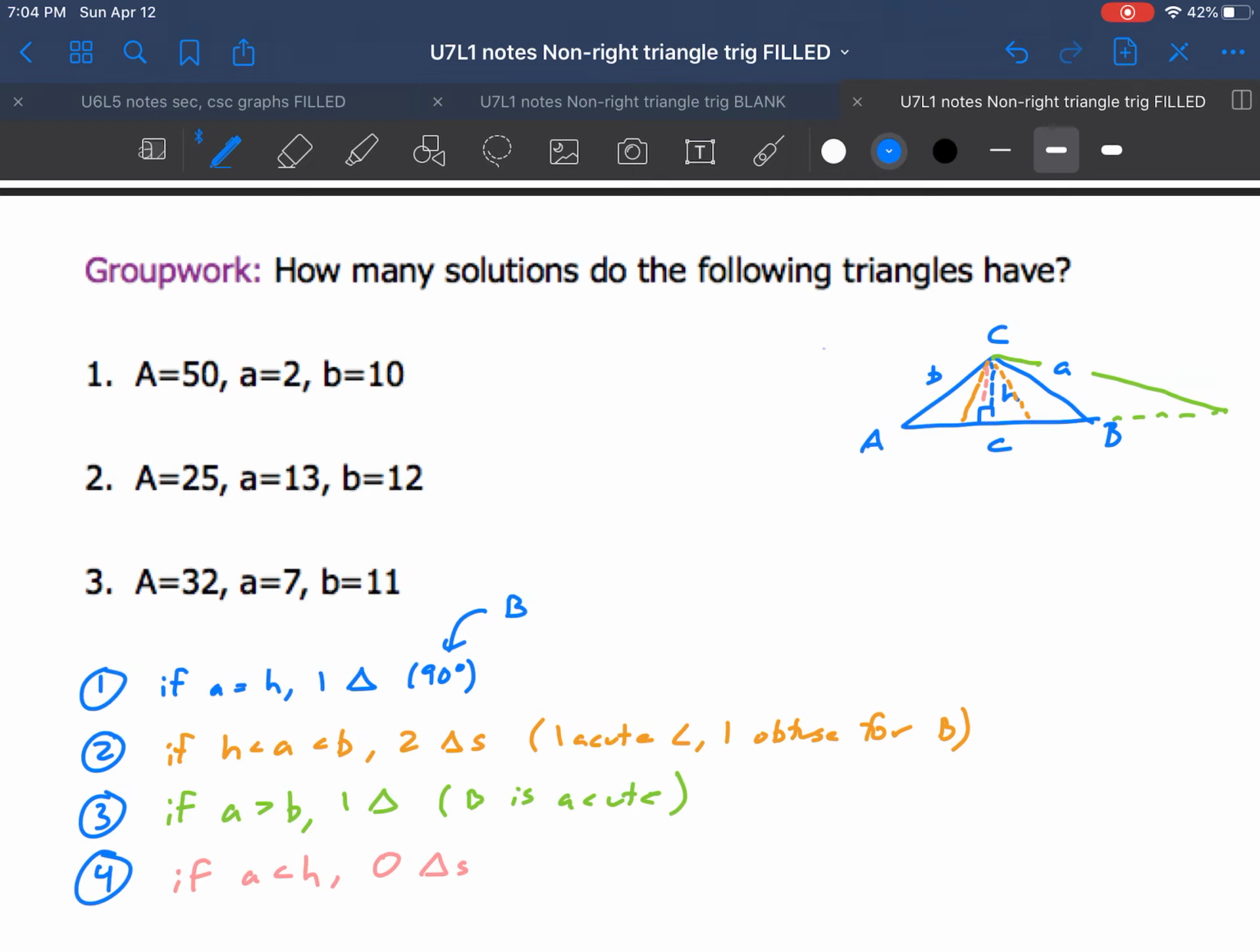So the question is, how do we figure this out? How do we figure out the relationship between A and B? Well, do we have any where A is bigger than B? Yes, right here. A is bigger than B here. That side is bigger than that, so this is only one possible triangle. So this is one triangle.